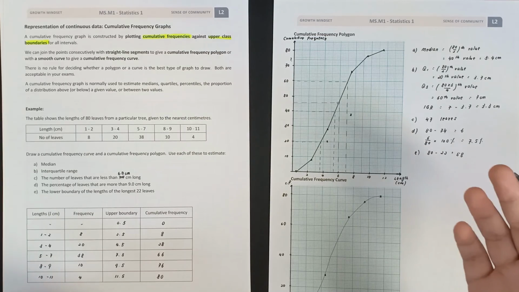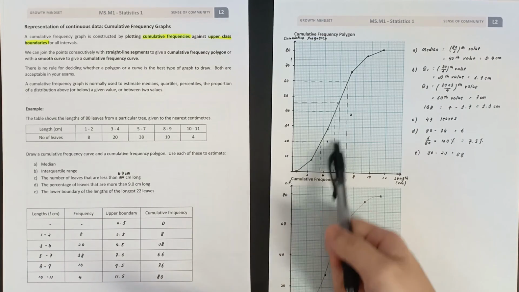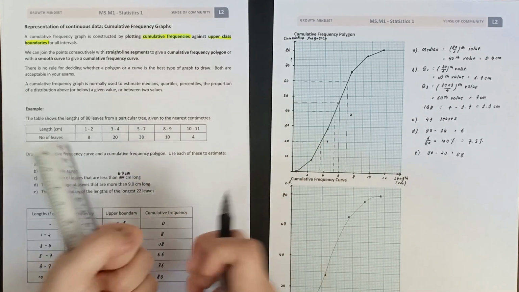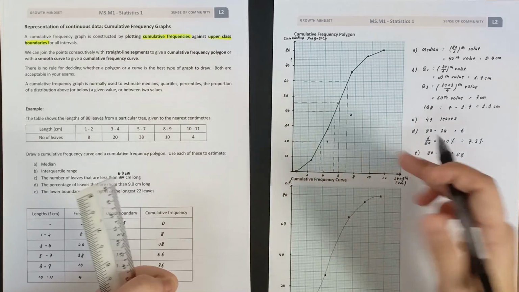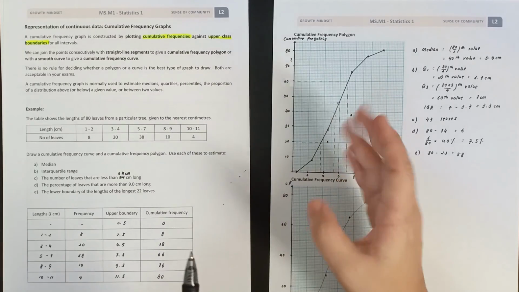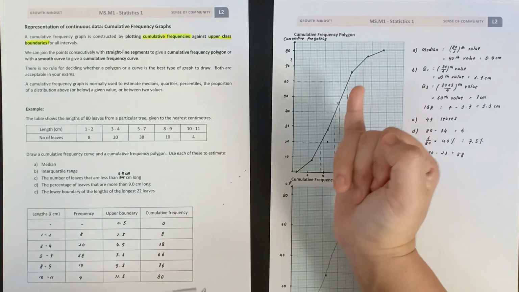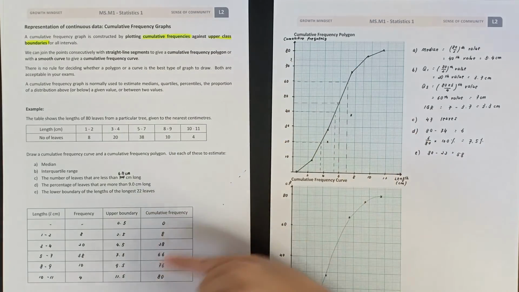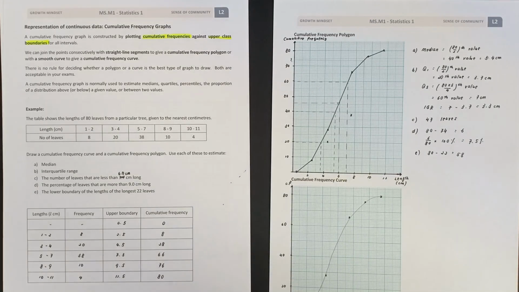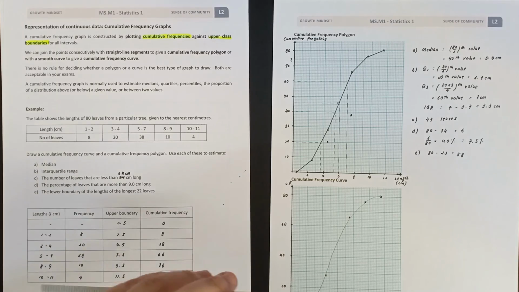Does that make sense? Okay, if I am going to draw 22 here, I'm finding the maximum for the 22 leaves, the shortest 22 leaves. Now I want to find the longest 22, meaning I have 58 leaves actually shorter than those. So that's why I'm doing 80 minus 22 giving me 58. Okay, so for the lower boundary, I need to draw at 58.